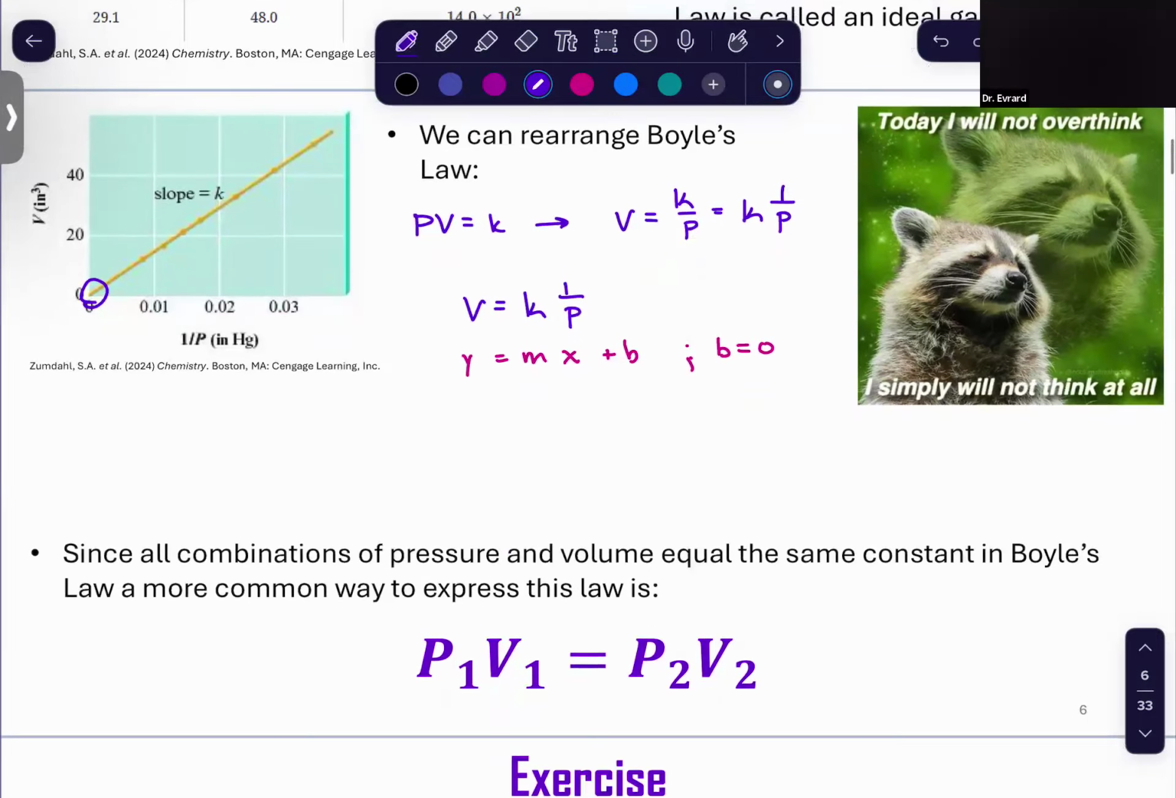Now, here's something to think about. The more common form of Boyle's law that most of you might have seen is P1V1 equals P2V2. Well, how does that happen?